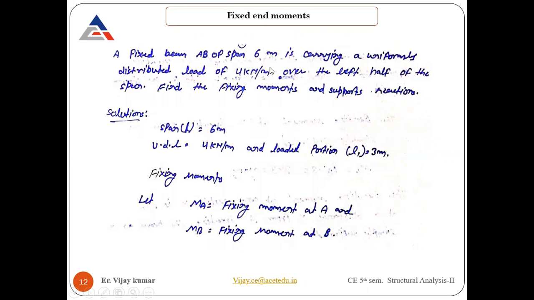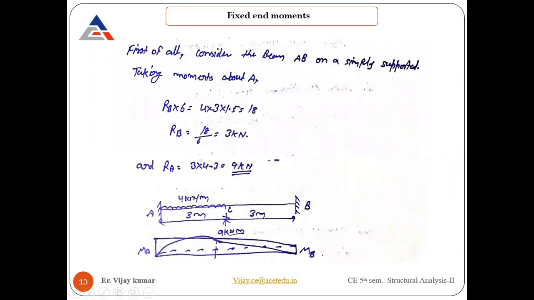So the span length is mentioned to us, that is 6 meter. The UDL is also given, which is loaded over the left half portion, having a length of 3 meter. So we need to find MA and MB, the moments at point A and point B at the fixed ends. Again, a simple thing we need to find. First of all, we need to find the reactions. So obviously, for making the simply supported beam, first consider this UDL, and the other is with the moments.